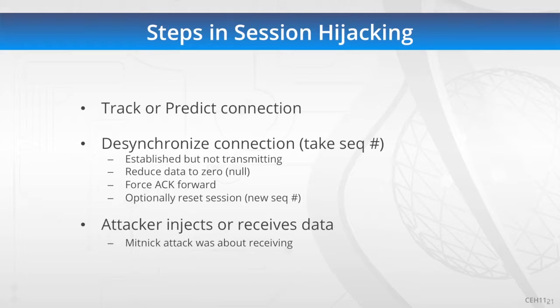And then the attacker injects or receives the data at that point. They can see what's in the stream. And this is when you're looking in Wireshark, you want to look down in that ASCII area so you can see what data is being transmitted. Now you have to be really quick.